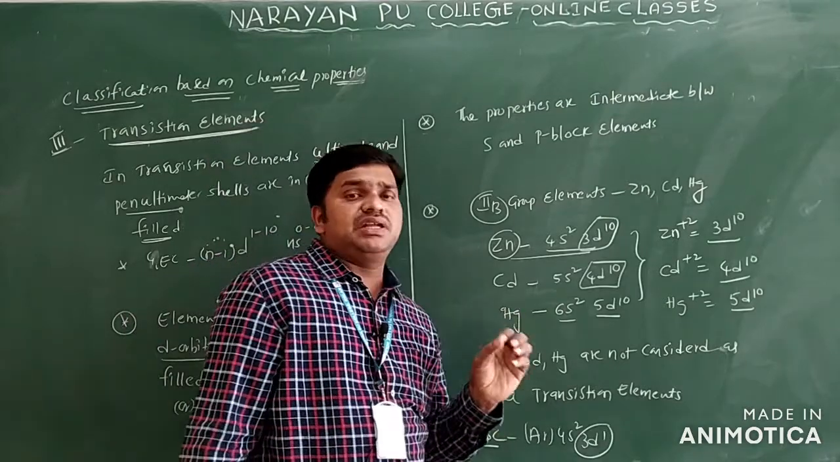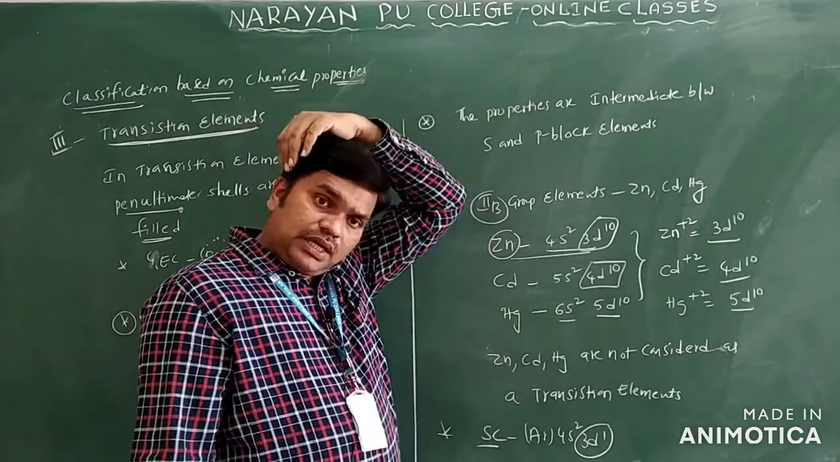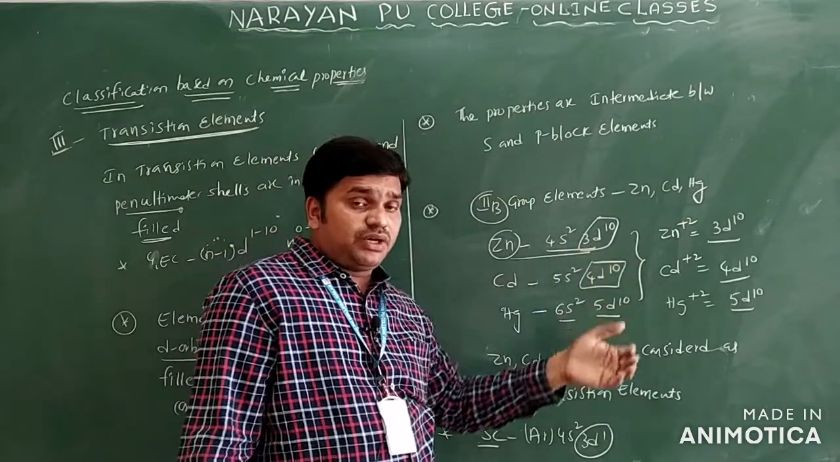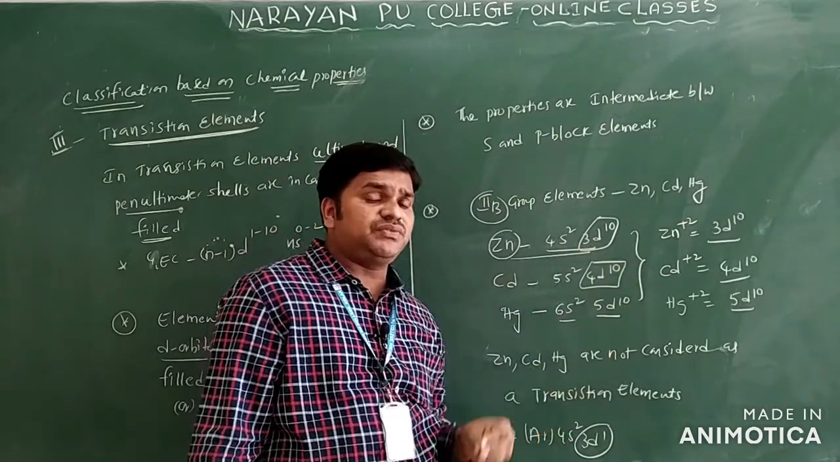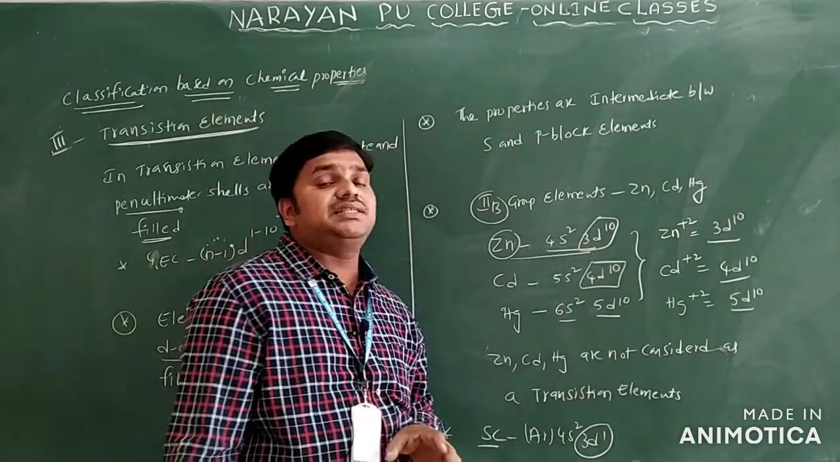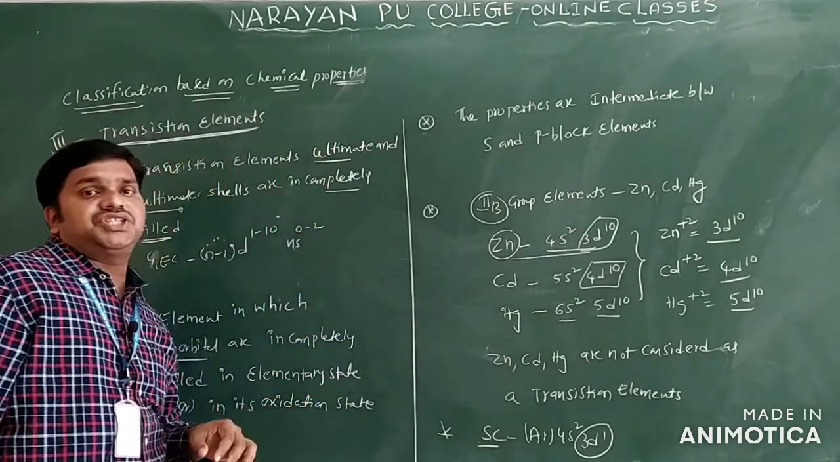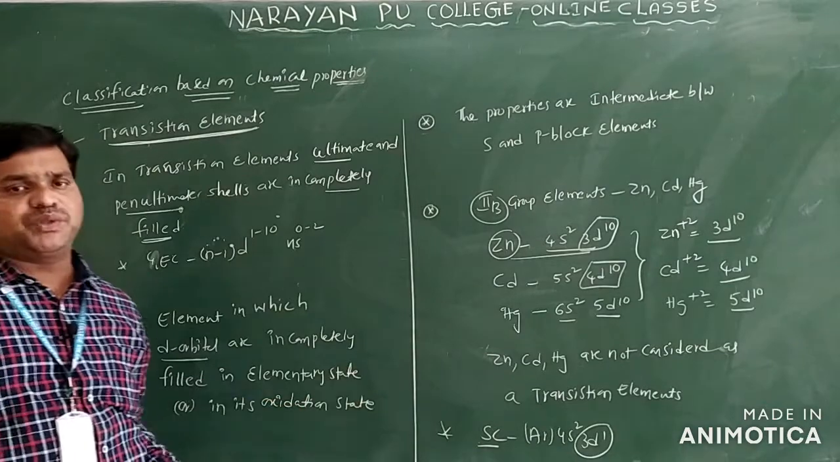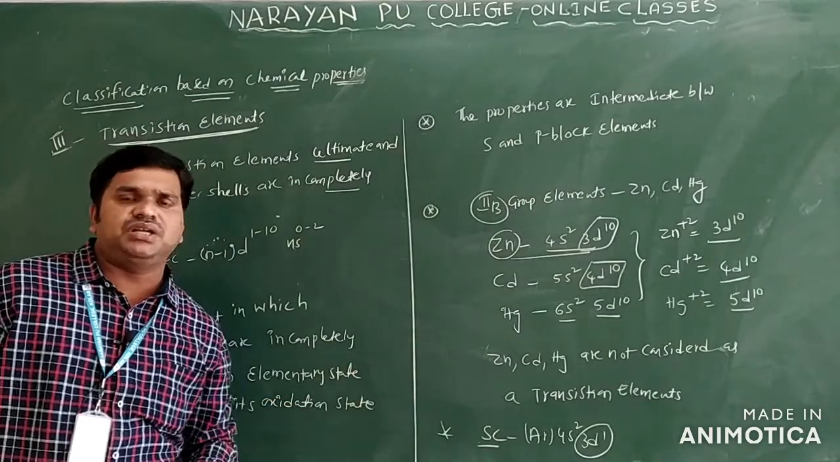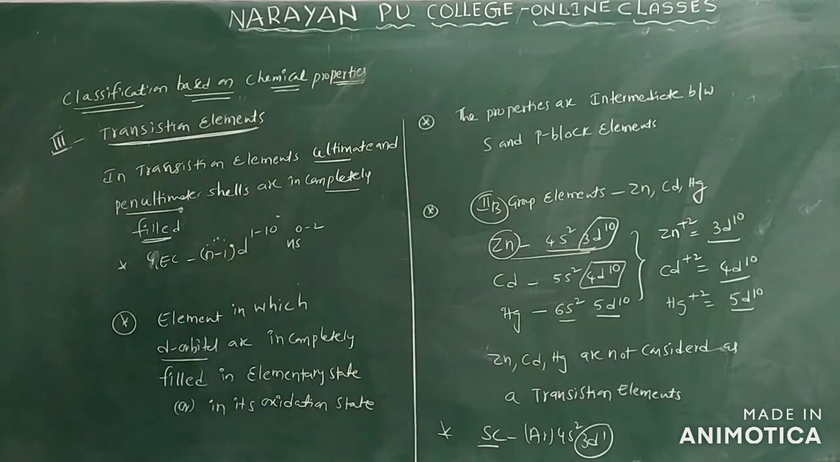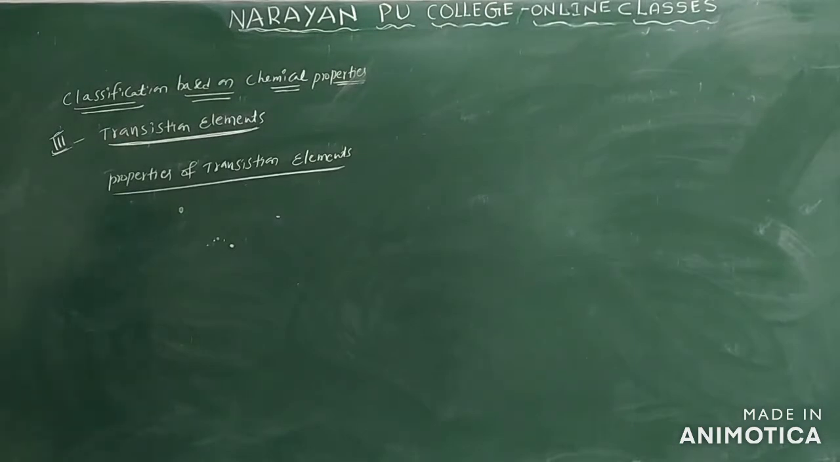If the d orbital is incompletely filled, that is transition elements. If the d orbital is completely filled, that is not called transition elements. This is regarding transition elements only. Let us discuss some of the properties of these transition elements. Let us see some of the properties of these transition metals only.